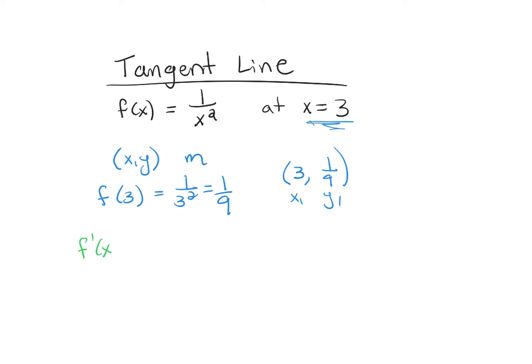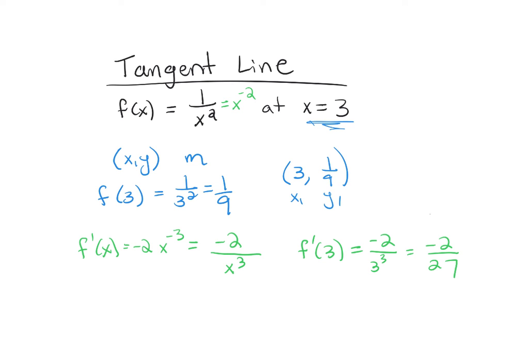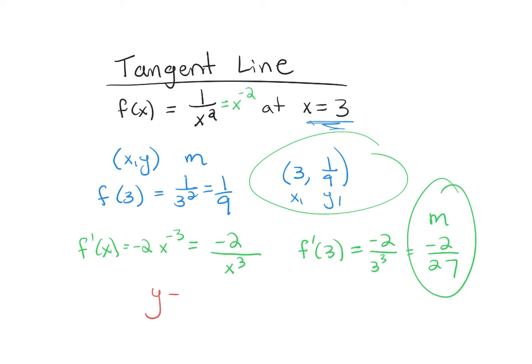So the derivative of f, let's see, that would be up here, x to the power of negative 2. So this would be negative 2 x to the power of negative 3, which is negative 2 over x to the 3rd. And then the slope at 3 would be the derivative at 3. So negative 2 over 3 to the 3rd is negative 2 over 27. So there's my slope, my point. So now the equation of the tangent line, linear function, point slope, y minus 1/9 equals negative 2 over 27 times x minus 3.